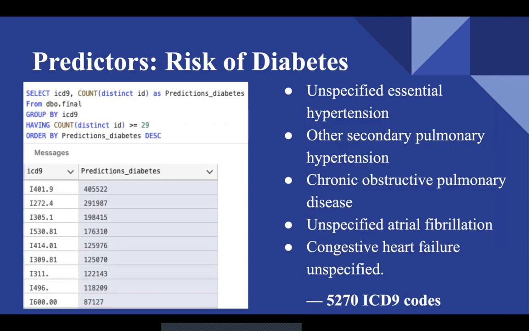On the next slide, we have predictors. These are the set of diagnoses that are used to predict the presence of diabetes or the patients who have risk of diabetes. The total number of ICD-9 codes was 5,270. Some examples of important predictors were unspecified essential hypertension, other secondary pulmonary hypertension, chronic obstructive pulmonary disease, unspecified atrial fibrillation, and congestive heart failure, unspecified.